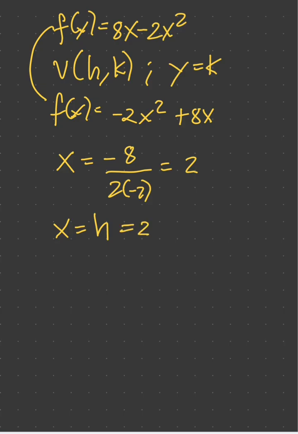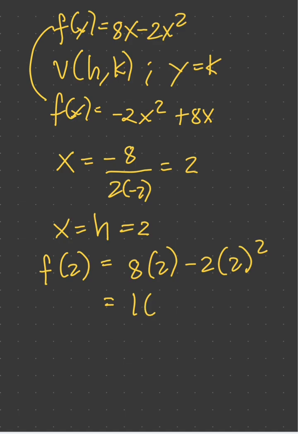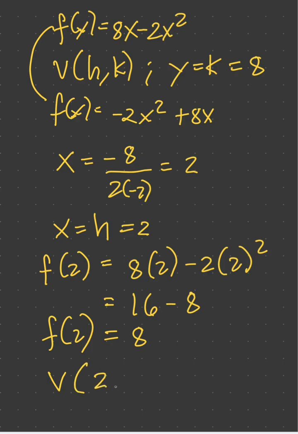So we can just plug in 2 to the function so we can solve for y. So f of 2 is equal to 8 times 2 minus 2 times 2 squared. So this is 16 minus, 2 squared is 4, 4 times 2 is 8. So this is 8. Therefore, the y-coordinate of the vertex is equal to 8. So the vertex is (2, 8). You got that? Are you still okay?